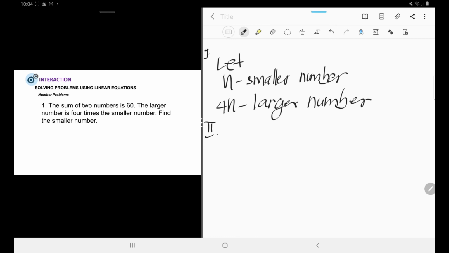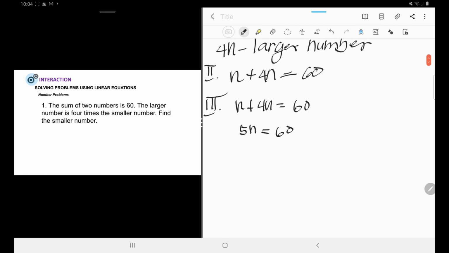Another statement in the problem is that the sum of two numbers is 60. So we have n plus 4n is equal to 60. So this is our working equation: n plus 4n equals 60. And we are now ready to solve the problem. Okay, so we have the equation n plus 4n is equal to 60. Then combining similar terms, n plus 4n is 5n, and then equals 60.